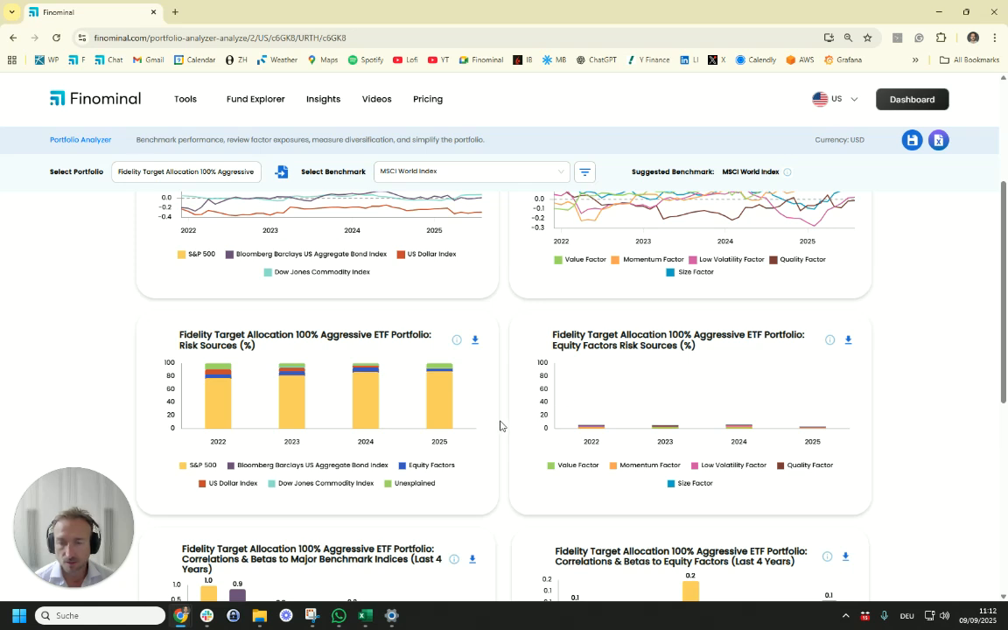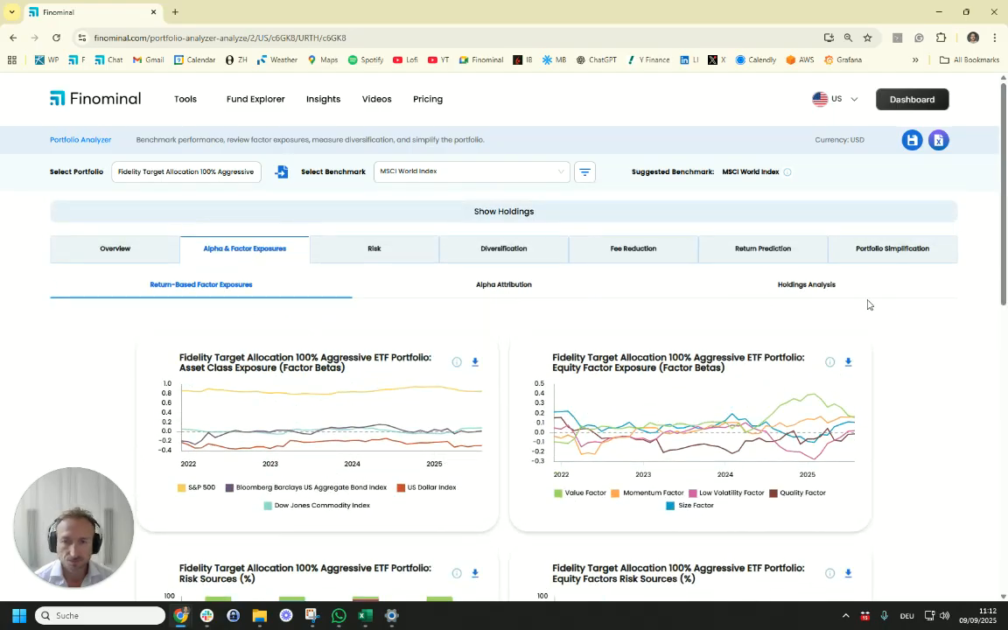And we can also see that via the risk sources analysis, that the primary risk of this portfolio is just the US stock market. The equity factors, which you can see over here, you cannot see that very clearly, which just highlights that factors didn't contribute much to the performance and risk of this portfolio.